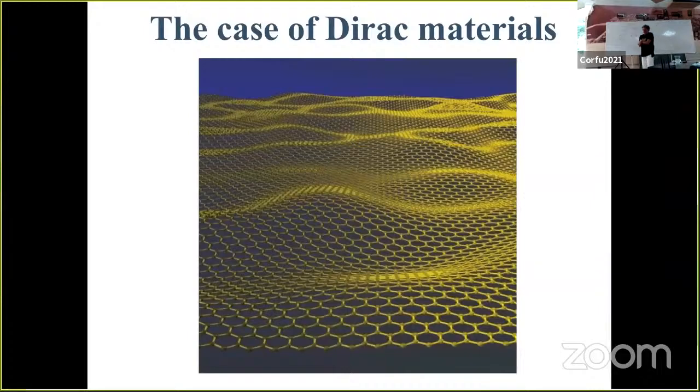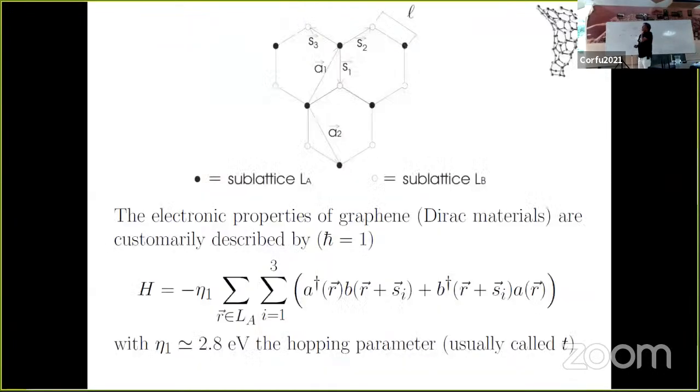So the case of the Dirac materials. Now I'll go a little bit more into mathematical details. You will see some formulas now. What I'm talking about is something called Dirac materials. So these are structures like this, two-dimensional lattice structures. You will see a picture here that you will understand in a moment.